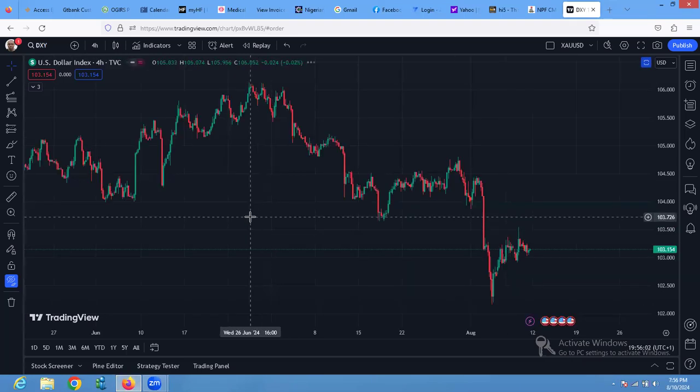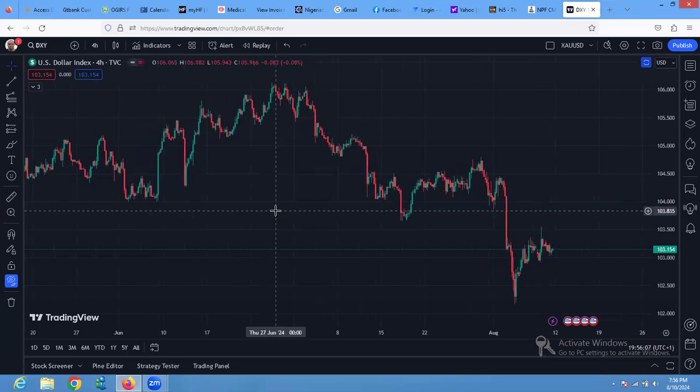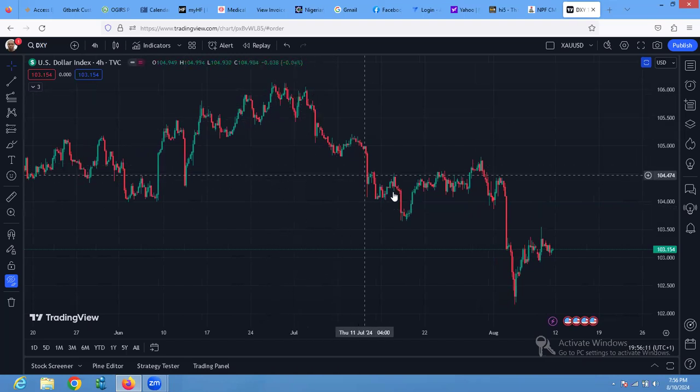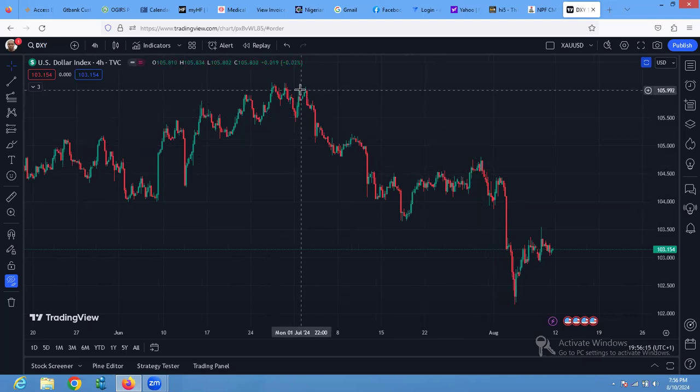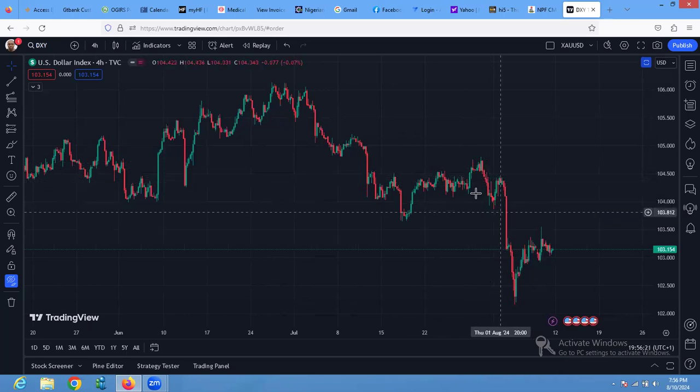So we are starting with DXY, and this is the 4-hour chart. We have been in this move to the downside. Then we had this correction. So this is a move to the downside, a correction, and we have this impulsive move also to the downside.